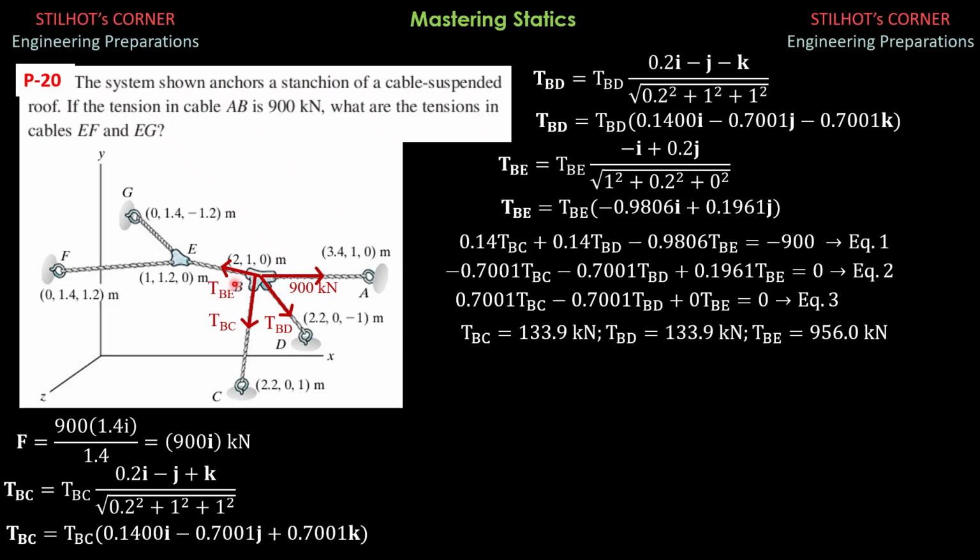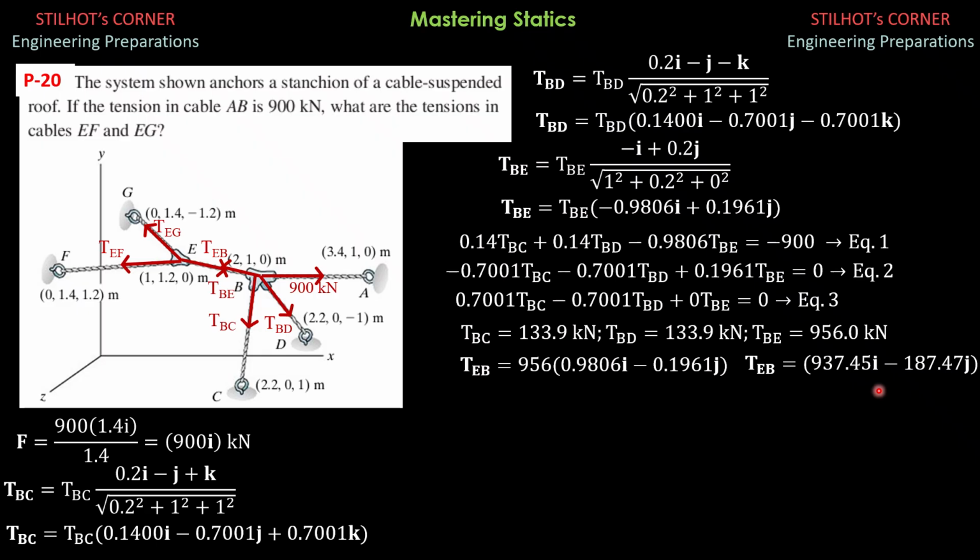So when we proceed to E, tension BE would now be rightward. So it is the negative of tension BE. So tension EB this time is equal to 956. Then we just change the sign of that direction. So this becomes positive and this becomes negative as shown. So tension AB is 937.45 I, then minus 187.47 J.